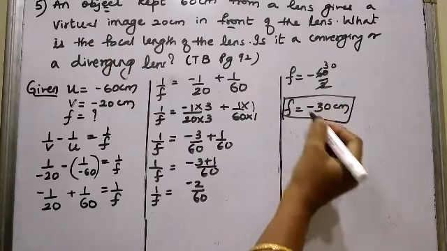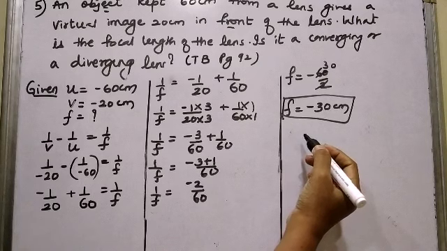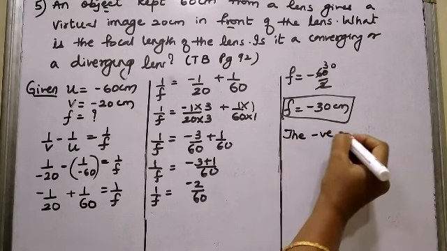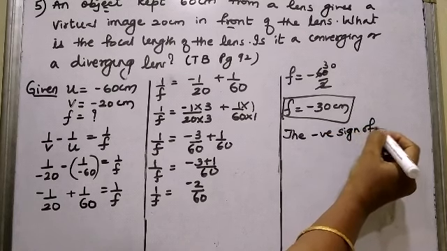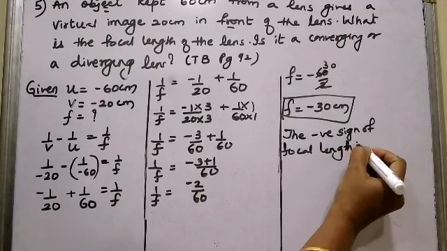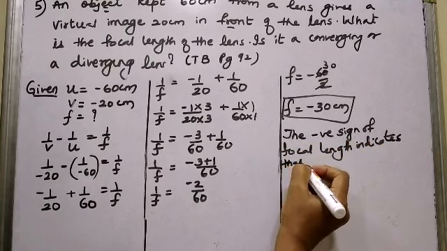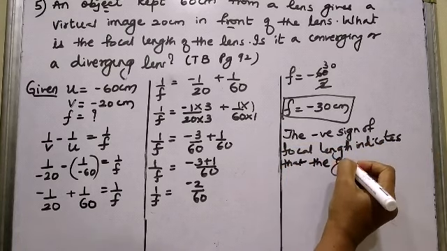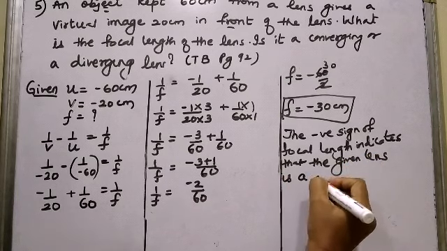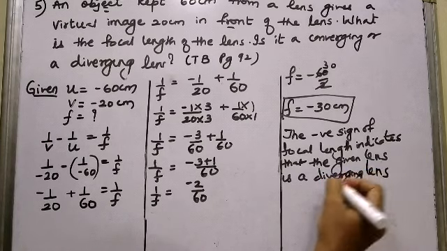What does the negative sign of f indicate? Focal length is negative. It means that the lens is a converging or a diverging lens? The negative sign of focal length indicates that the given lens is a diverging lens, or a concave lens.